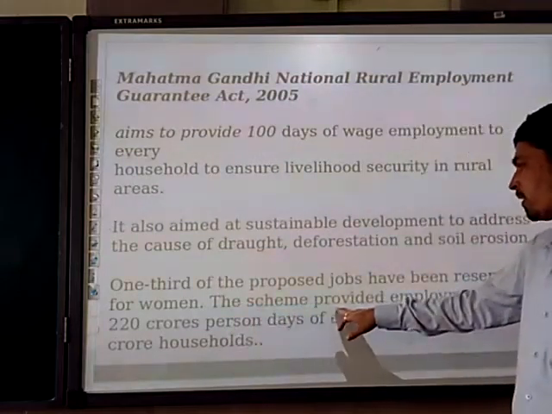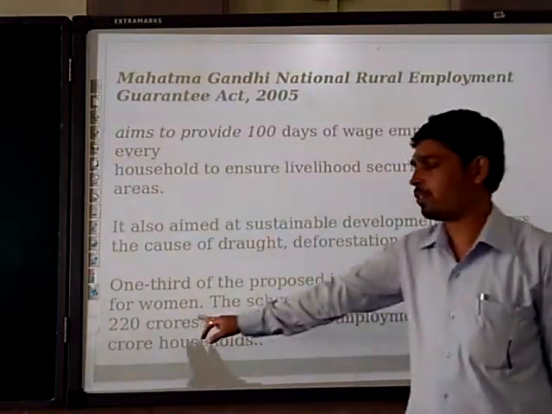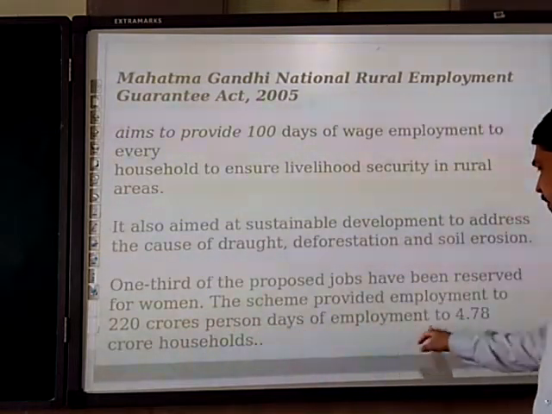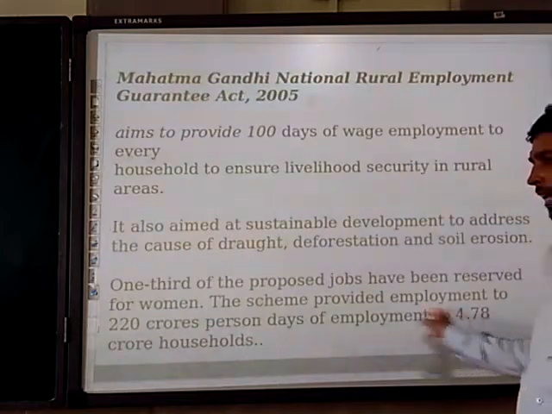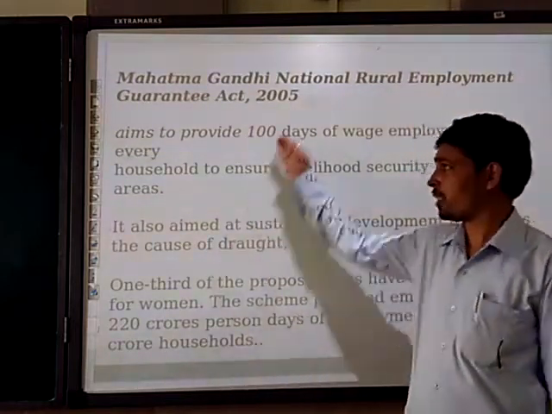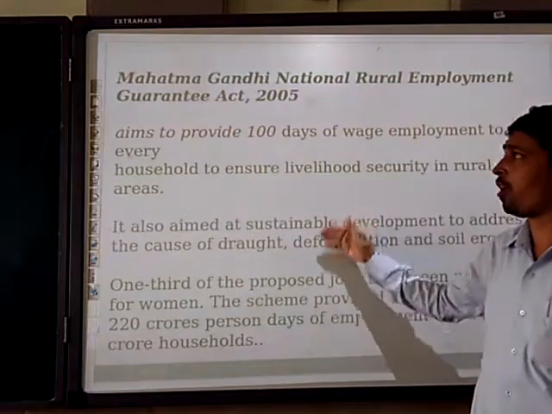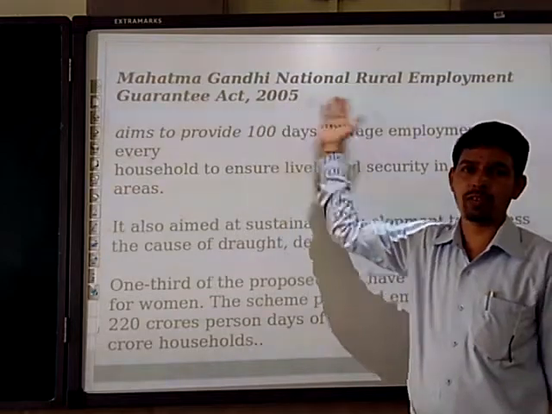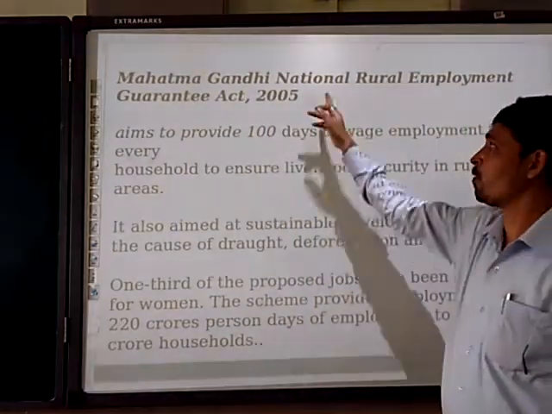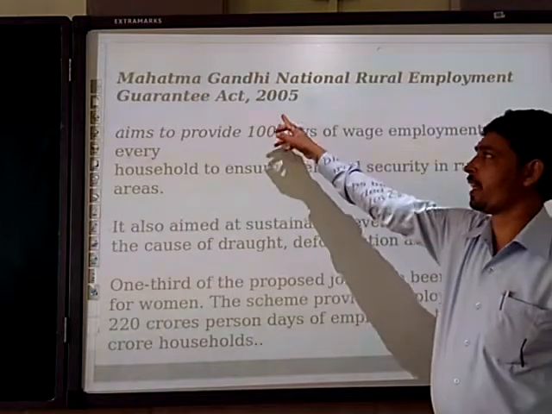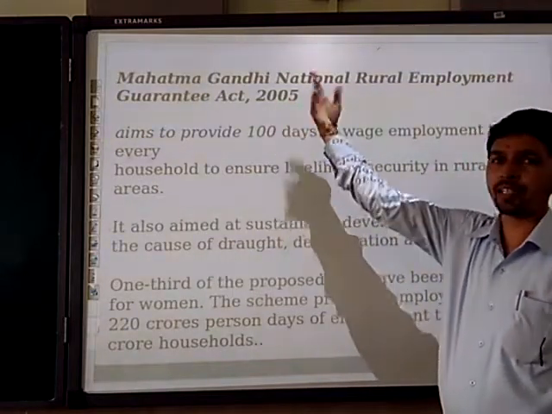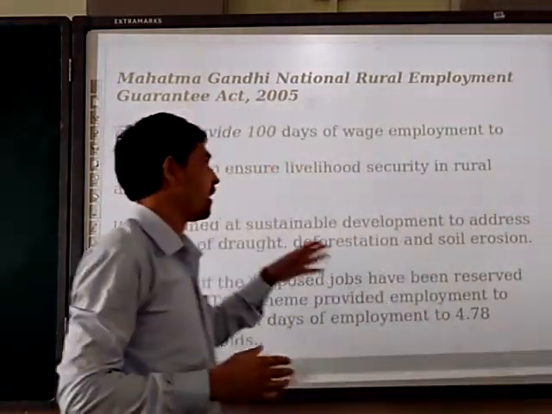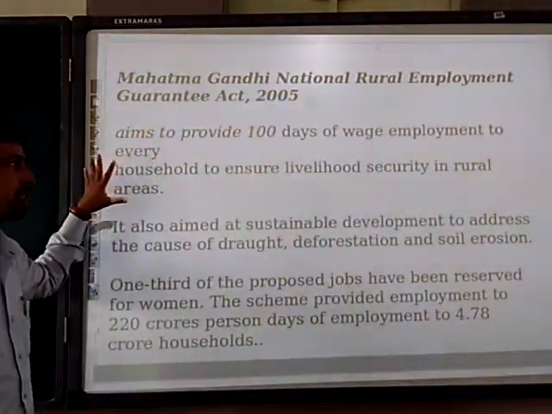Plus, the scheme provided employment to 4.78 crore households. So these are the facts and figures of the Mahatma Gandhi National Rural Employment Guarantee Act 2005. Earlier it was only the National Rural Employment Guarantee Act, right? But the name has been changed. The name Mahatma Gandhi has been added to it. And this scheme is a successful scheme, right?